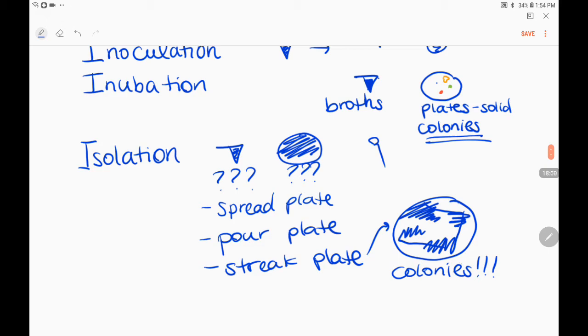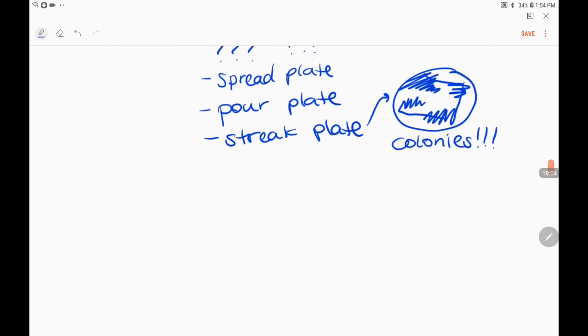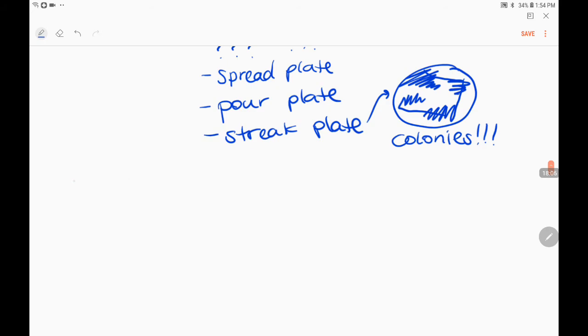So this has to be done on plates because that's the solid surface. After we have isolated our samples, then we can do our inspection and view them. Inspection. And we look at the individual colonies.